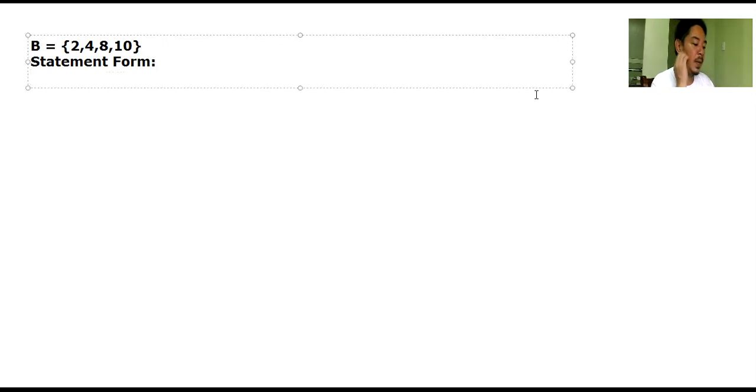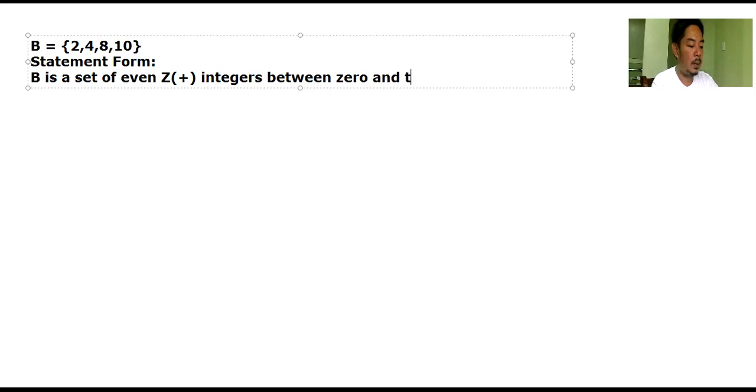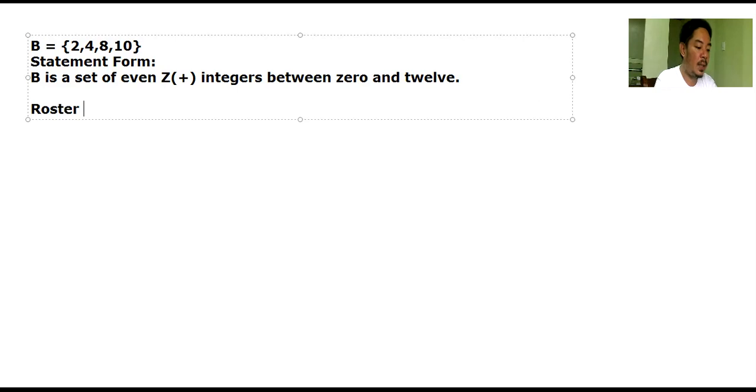Ang sasagot na po na statement form is B is a set of ano naman siya? Positive even integer din siya. Positive even integers between 0 and 12. Yun po ang sagot. Next, ang roster form. Ganun din, sulat lang din. Roster form, ang sagot po is B equals to 2, 4, 8, and 10. Okay, so yun po ang roster form.